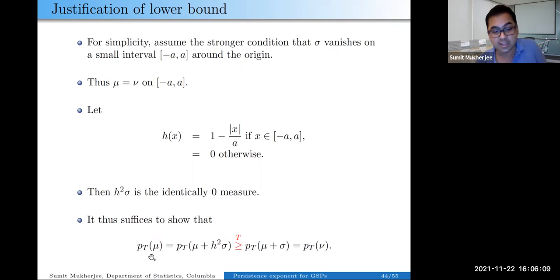Just to explain, only the red one is what we want to show. These two are immediate. Why? Because mu is the same as mu plus h squared sigma, because h squared sigma is 0. And mu plus sigma by definition is nu. That's the way we define sigma. So this is also immediate from the definition. But this is the claim: mu plus h squared sigma is larger in persistence than mu plus sigma.